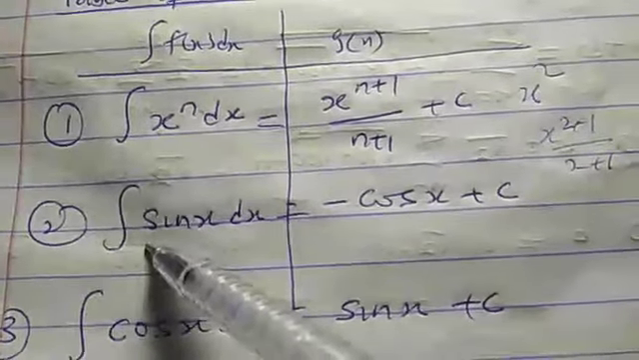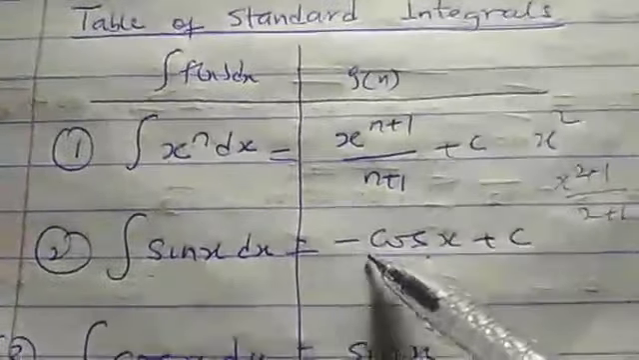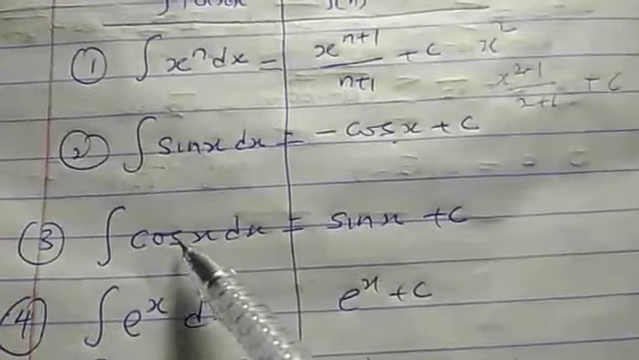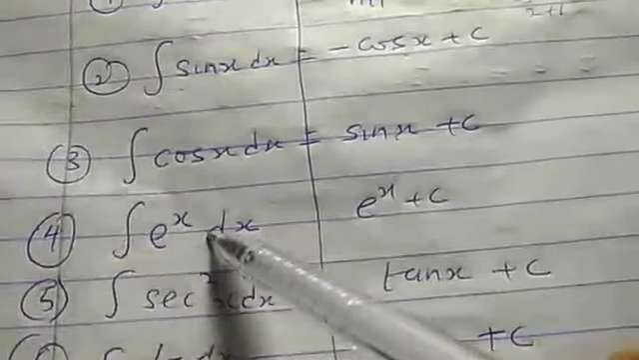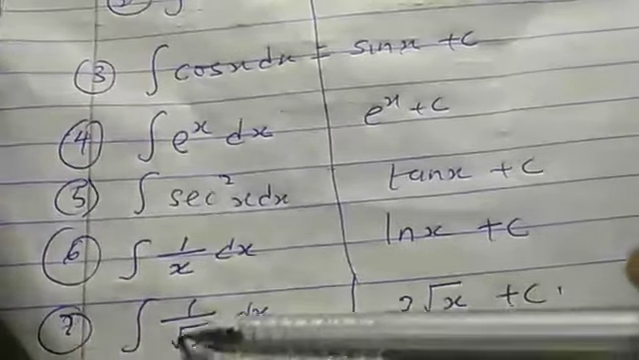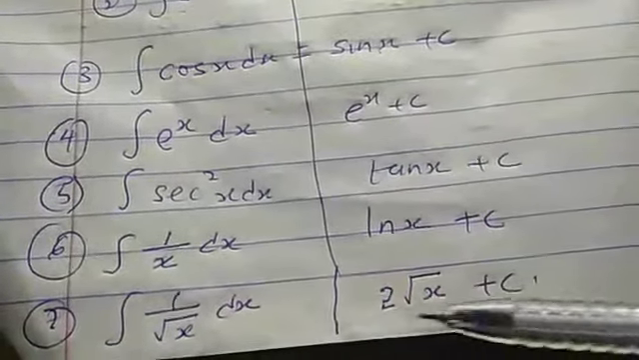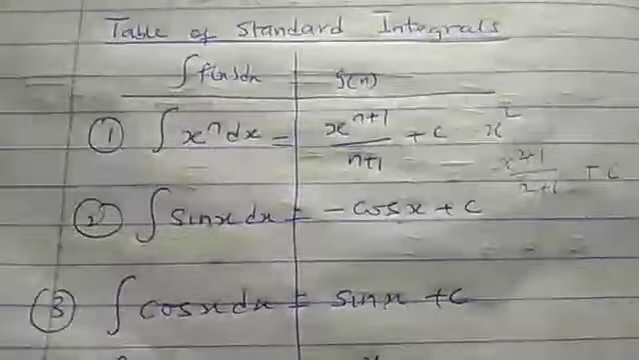If I integrate sin s, I will get minus cos s. We must memorize this. We must take note of this. We must memorize all these formulas. Also, if I integrate cos s, I will have sin s. If I integrate exponential s, I will have exponential s. If I integrate sec squared s, I will have tan s. If I integrate 1 over s, I will have ln s. We have done this under differentiation. And if I integrate 1 over square root of s, I will have 2 square root of s. So take note of this.